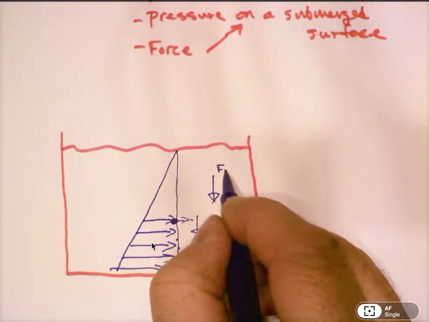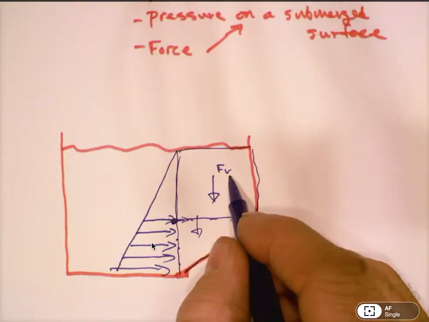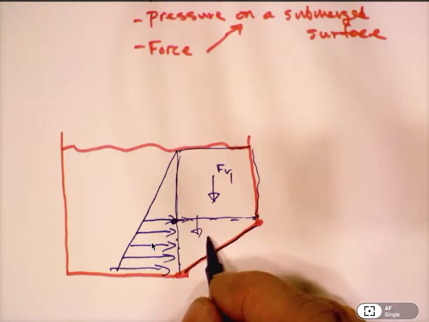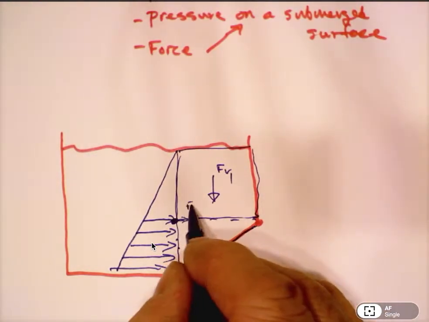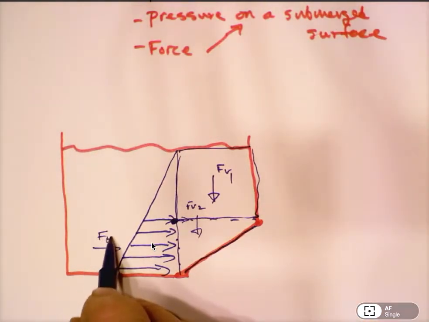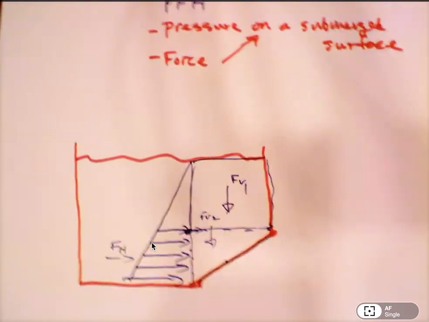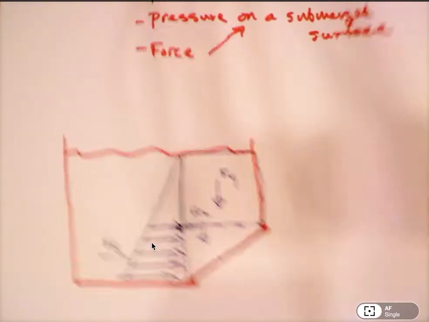Well, in fluids we would call the weight of this, let's use this box of water here, we'd call that FV1. And this triangle or trapezoid of water, we would call that FV2. And this horizontal force we would call FH. And we could sum up all those forces and do some statics, and we could get the total force acting on this gate. And that's one way of doing it. But there is a better way, an easier way to find the force on a submerged plane.